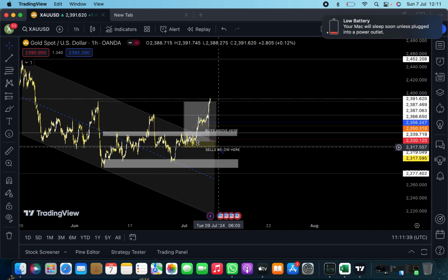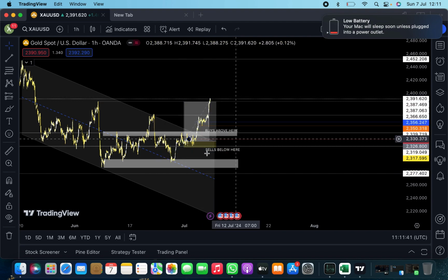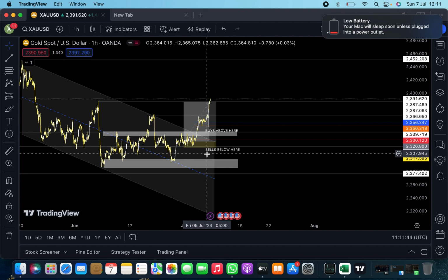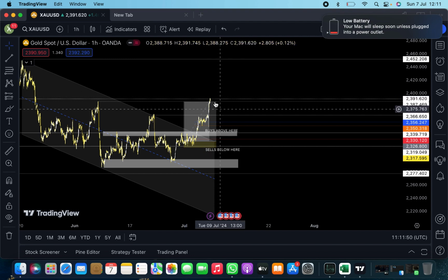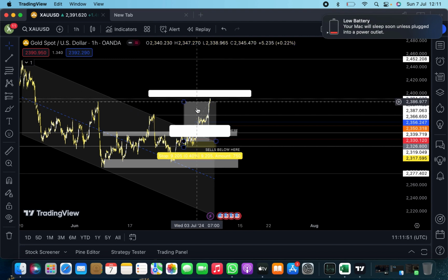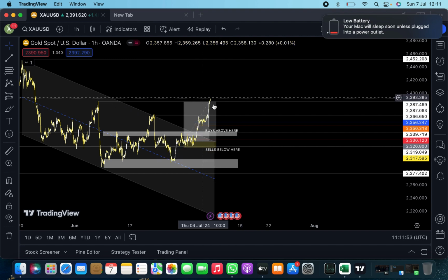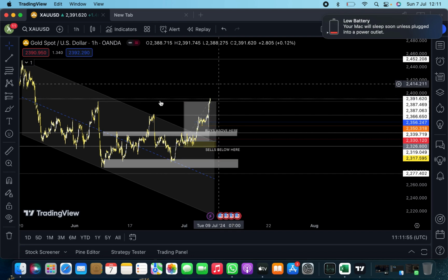Okay, this was how I was able to figure out that price was going to continue to buy. But now it's Sunday and we're about to enter a new week. NFP just happened on Friday. What's gonna happen this week?